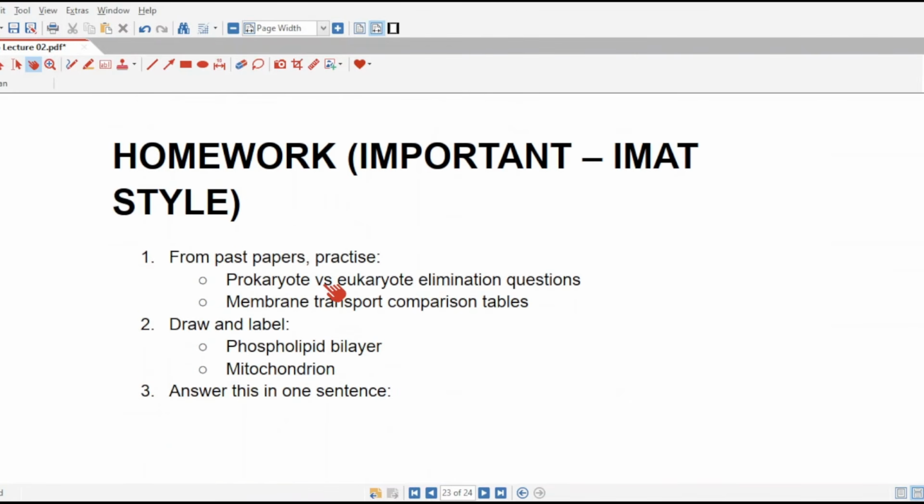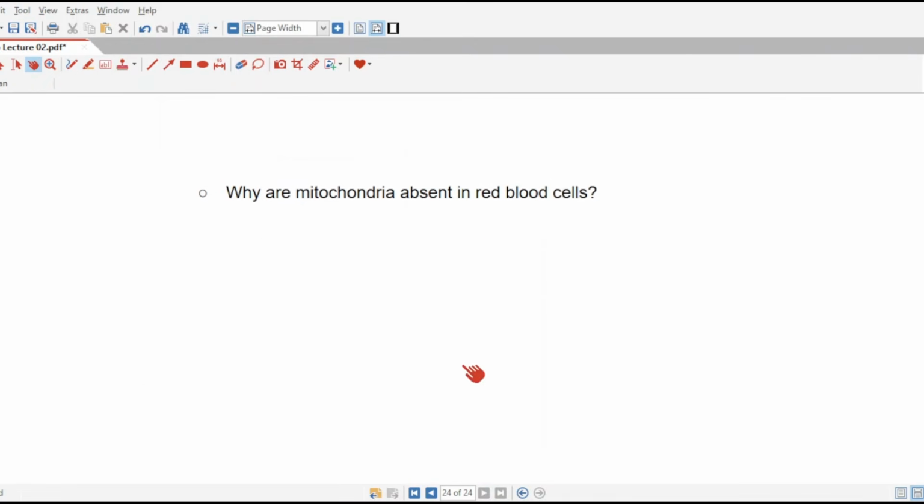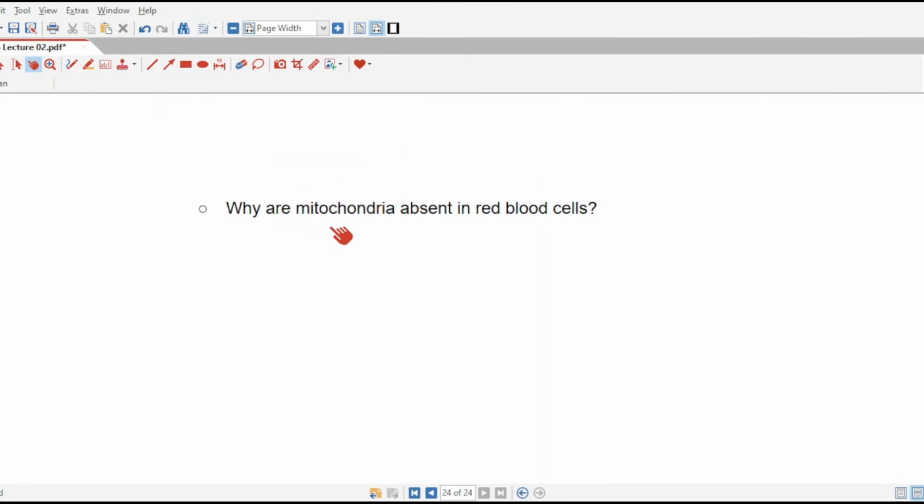And these are the homeworks, because if you can perform the homeworks correctly from past papers, then it will become very easy for you. The first practice is all practice questions of prokaryotes and eukaryotes elimination questions, then membrane transport comparison tables, and also try to draw and label the phospholipid bilayer of the cell membrane and mitochondria. And after that, answer this question in one sentence: why are mitochondria absent in red blood cells? I will give you a hint, because red blood cells need to accommodate hemoglobin and carry oxygen.